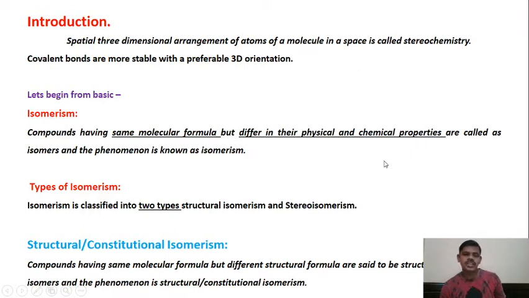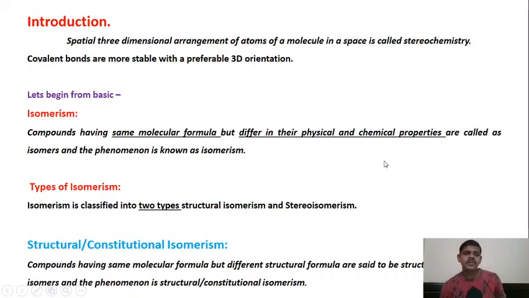What is isomerism? The compounds having the same molecular formula but differing in their physical and chemical properties are called isomers, and the phenomenon is known as isomerism. This is the definition you have to write whenever you are asked in the exam to define isomerism or isomer. Just keep in mind: same molecular formula but different chemical and physical properties.